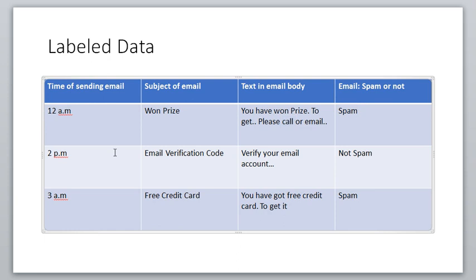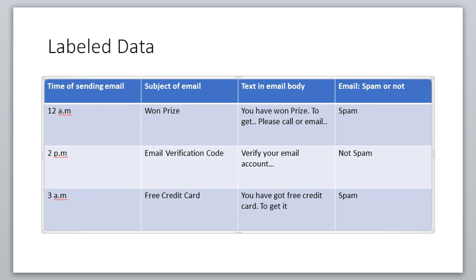So a machine learning model is going to learn the classification of whether the given email is a spam or not based on these past labels. When you have the past labels, like whether a given email is spam or not, this is called labeled data.